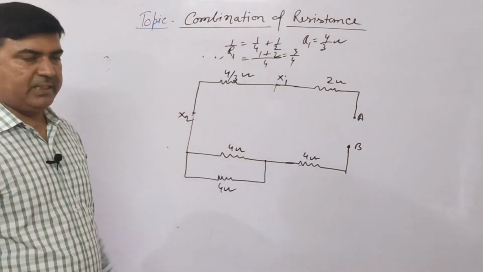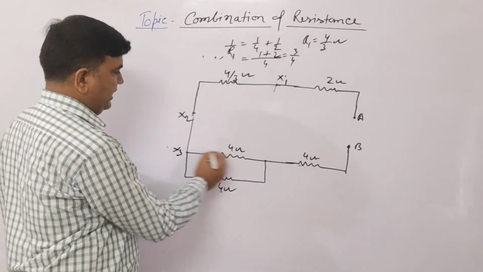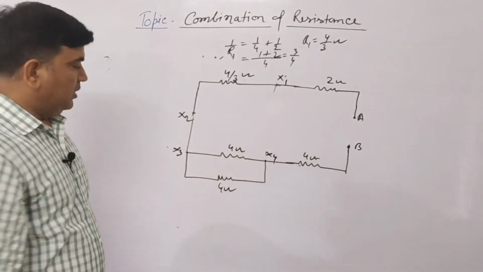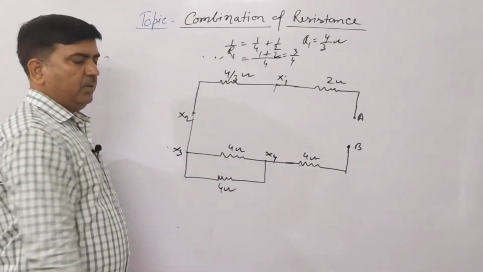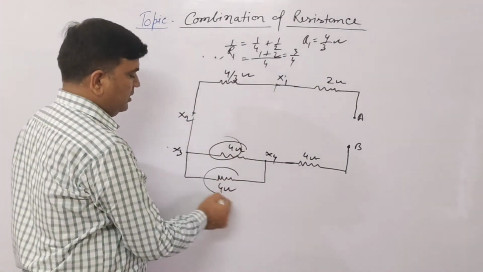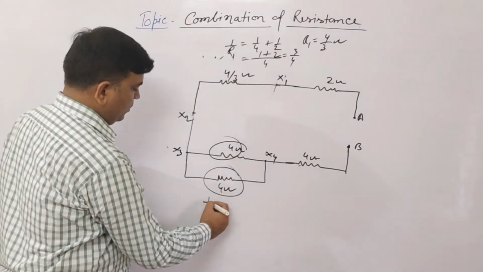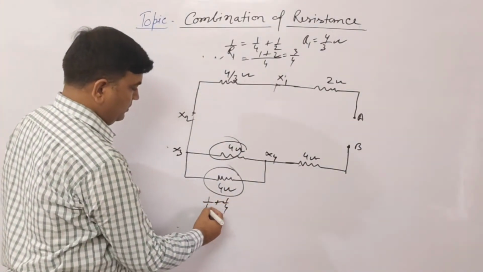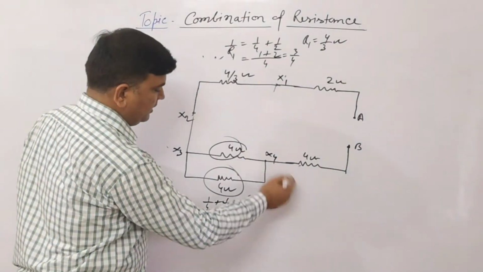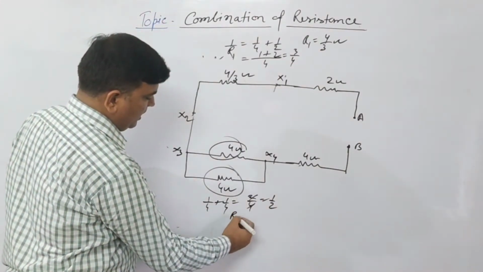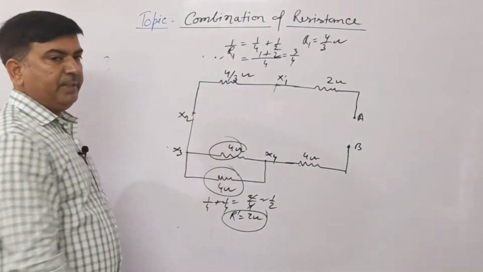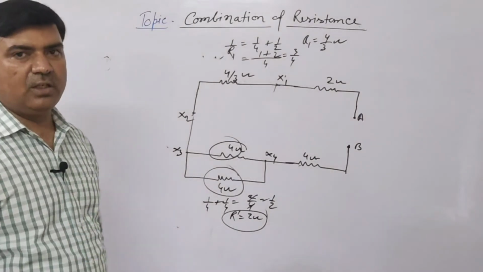After that, you see here the second box. Find out the equivalent resistance across the points x3 and x4. Both resistances are joined in parallel, that is the 4 ohm and 4 ohm. 1 by 4 plus 1 by 4. Everyone knows the parallel combination. Apply this formula: 1 by 4 plus 1 by 4 is equal to 2 by 4, which is 1 by 2, and this is the reciprocal. So resistance becomes 2 ohm.